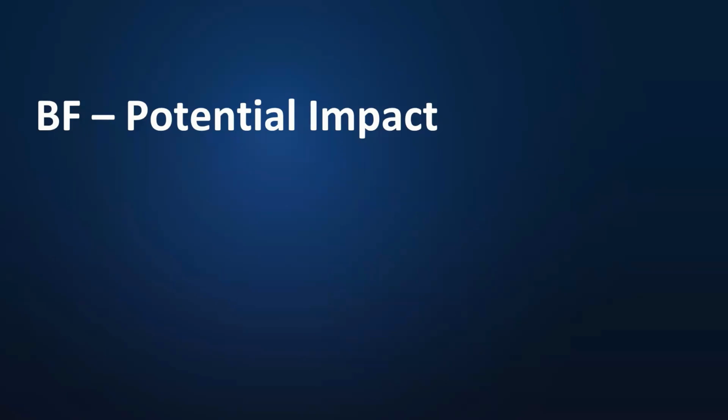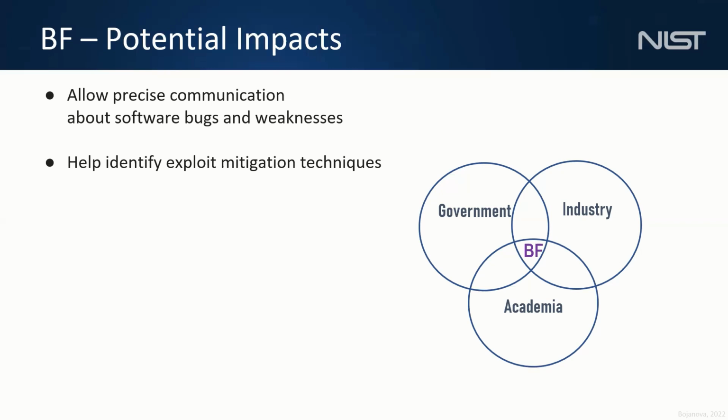Why BF matters? BF will allow precise communication about software bugs and weaknesses and will help identify exploit mitigation techniques. Government could improve the descriptions in public vulnerability repositories and create policies and guidelines for software testing. Software companies could improve the testing tools and their bug reports and implement automatic bug finding and fixing. Professors could teach better about bugs and weaknesses and conduct research on formalizing software bugs. All this will lead to improved communication about software vulnerabilities, increased precision in code review tools, and decreasing software bugs and weaknesses.